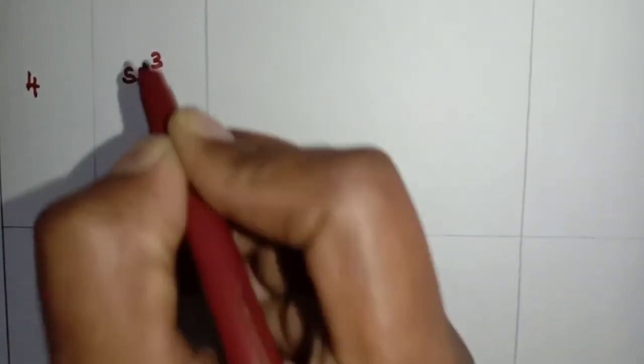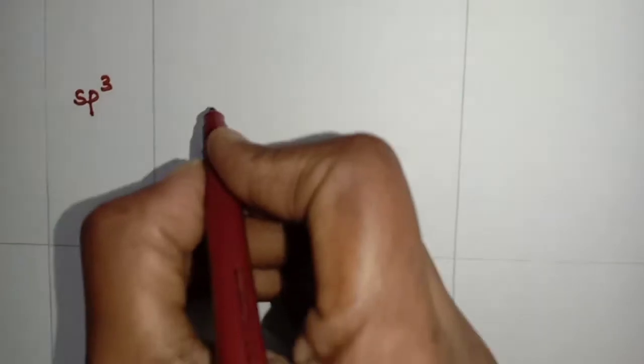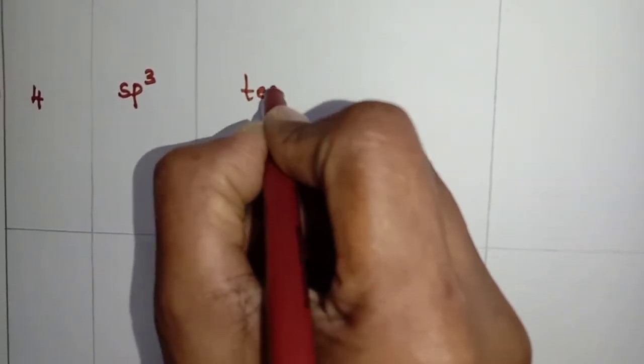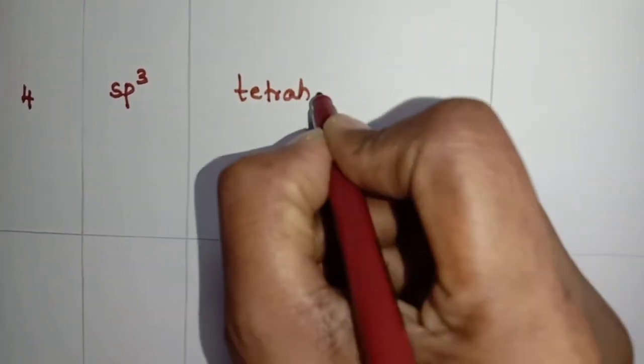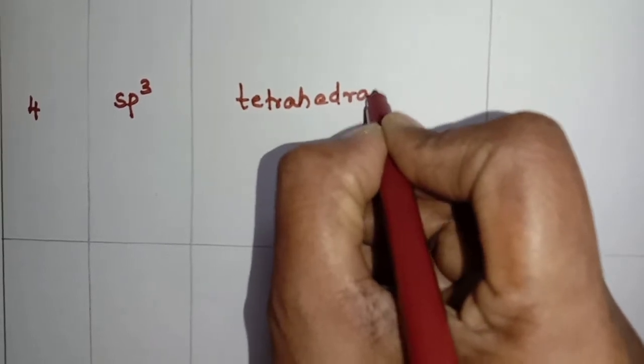Coordination number 4. Write down the complex with coordination number 4 and hybridization sp3, and shape of the complex tetrahedral. Shape of the complex: tetrahedral. Now look at the structure of the complex.